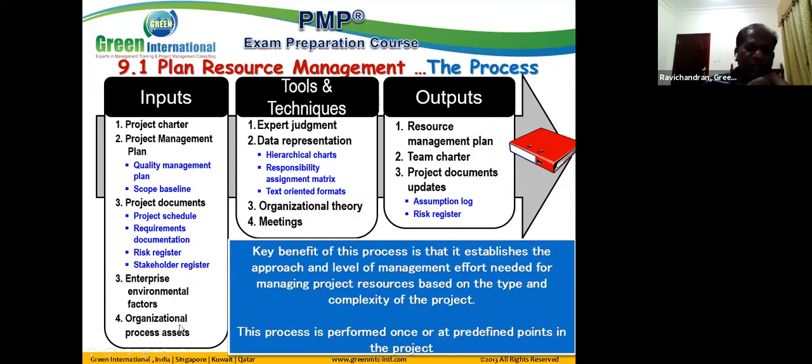Enterprise environmental factors, many factors affect our resource management, so that could be considered. Organizational processes: we can consider our past similar project lessons learned documentation, where we could see all the problems we have faced with respect to resource management, with human resource management, with physical resources management, what kind of action we have taken, and how it helped us in managing the efficiency of resource utilization. All this can be easily seen.